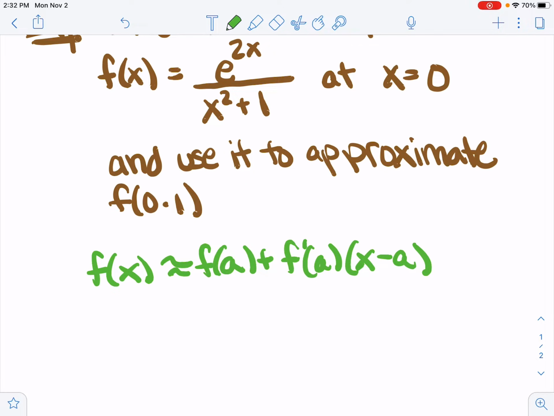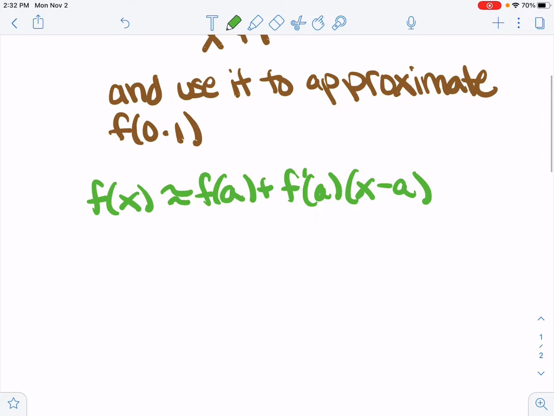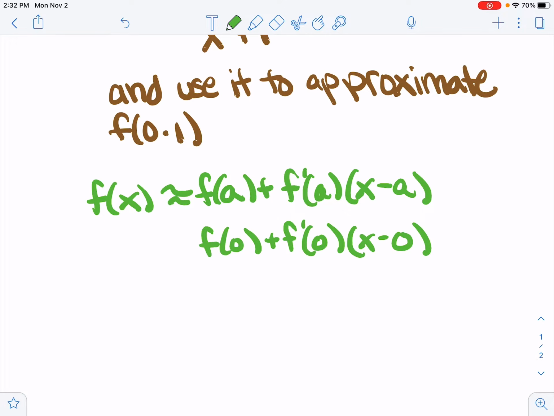It's the point of the tangent line. We're using a tangent line to approximate our function. So at what point do we have a tangent? It's at this point, x equals 0. So that's our a. What we're really looking for is f of 0 plus f prime of 0 times x minus 0. So that means we need to figure out f of 0 and f prime of 0.